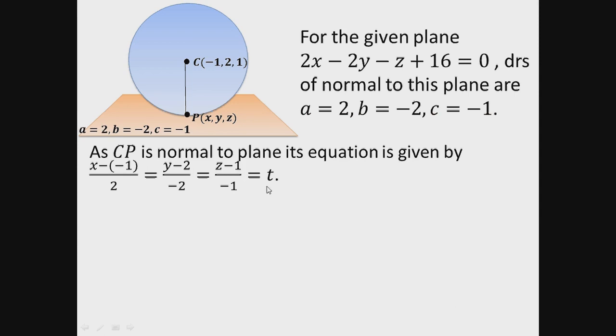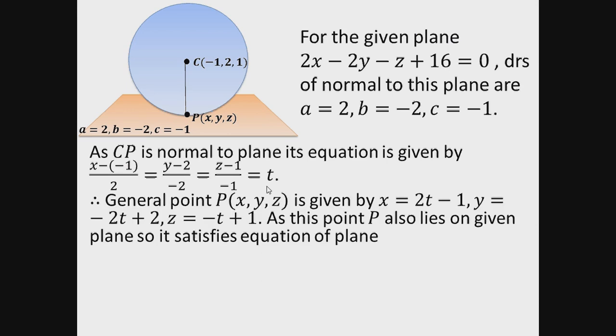Okay. Now take any point P(x, y, z) on that line. Then taking the first and last term, we can get x as 2t minus 1. Taking the second and last term, we get y is equal to minus 2t plus 2.